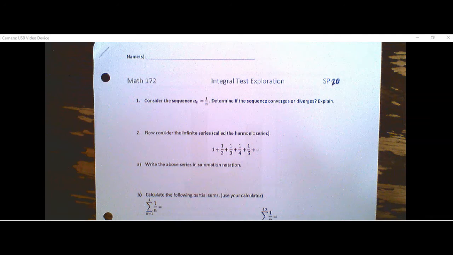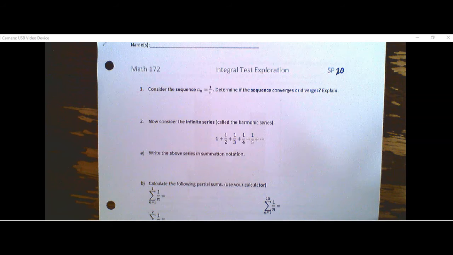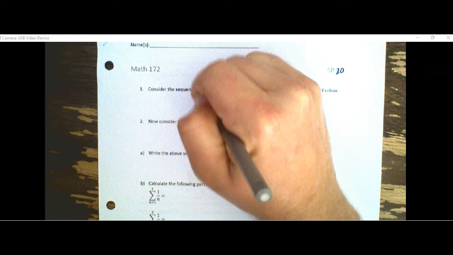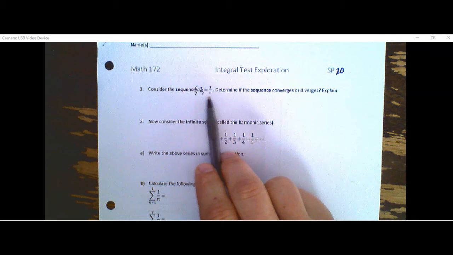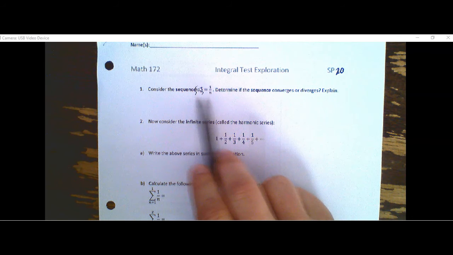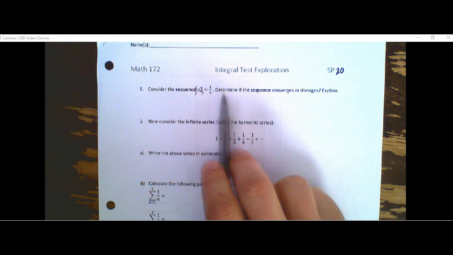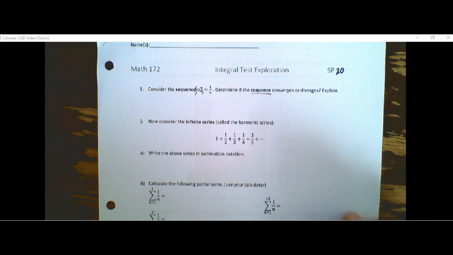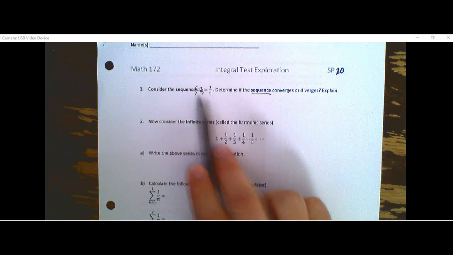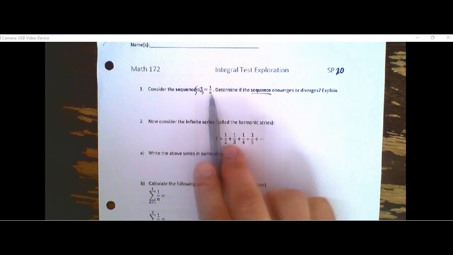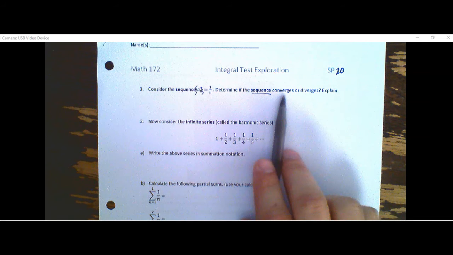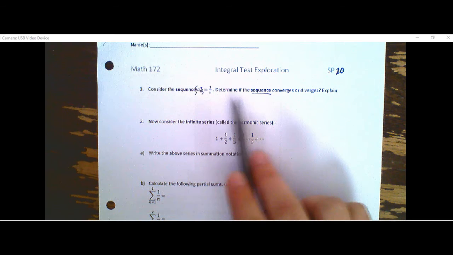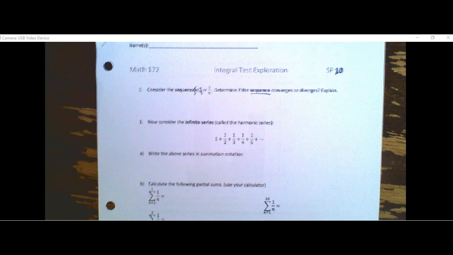All right, so let's start out. Consider this sequence a sub n equals 1 over n, right? Remember, this is a sequence, so this is just a list of numbers. We're not talking about a summation quite yet. Determine if this sequence converges or diverges, okay? Just be careful here. Note that we're dealing with just this list of numbers, and we're going to determine whether that list converges, not the sum of the numbers of this list, okay? So does this sequence converge or diverge?